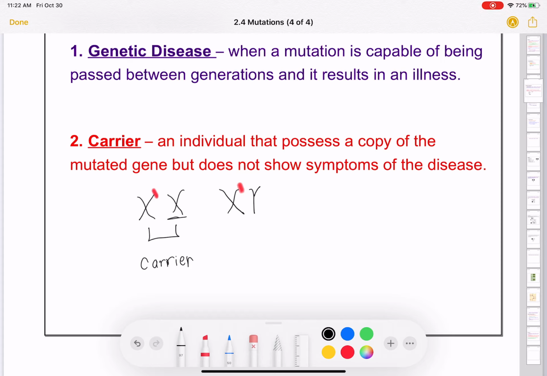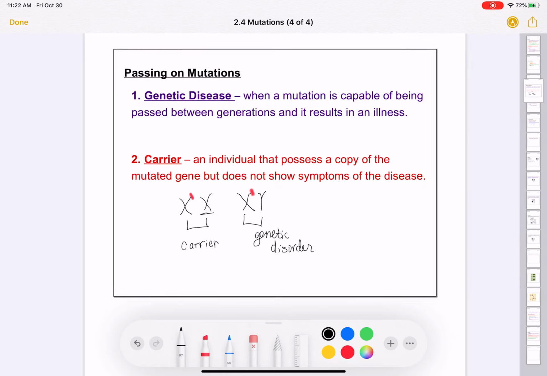So she carries that gene, but it doesn't show up in her. This guy, on the other hand, he has, I'm going to call it genetic disorder because it is connected to genetics. It's not a disease, just a disorder. I wouldn't necessarily say that color blindness is an illness, but he does show up as having the disorder. Okay.